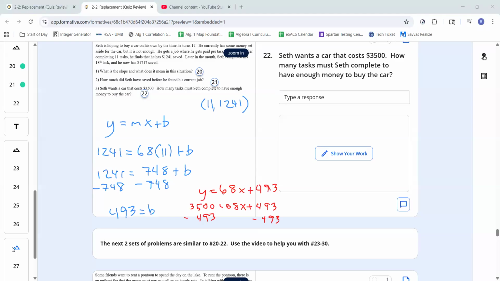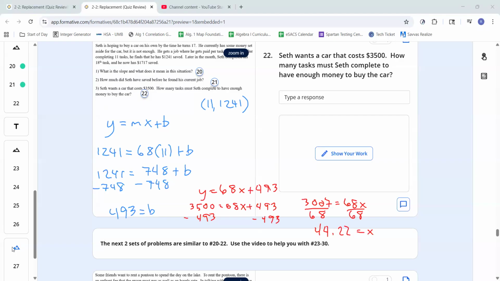So 3,500 minus 493 is $3,007. He needs to get $3,007 from the tasks. So I'm going to divide by 68, telling me how many tasks I would have to complete. This is not going to divide nicely, and it doesn't. It says 44.2205, and so on.